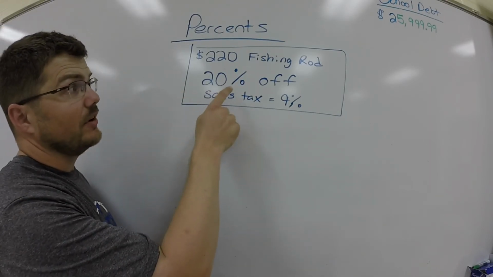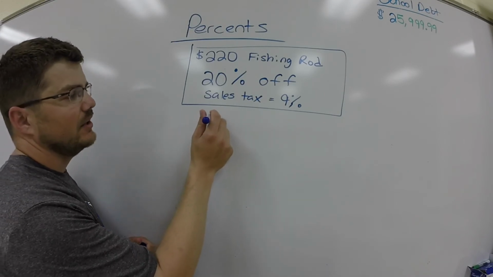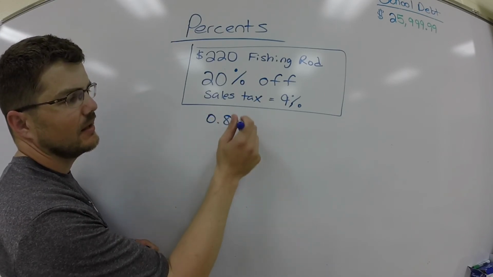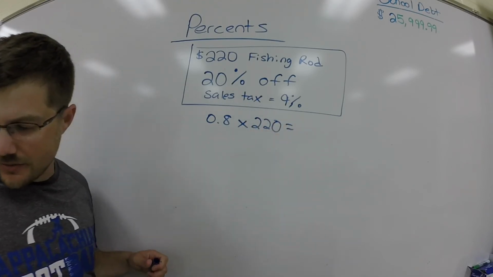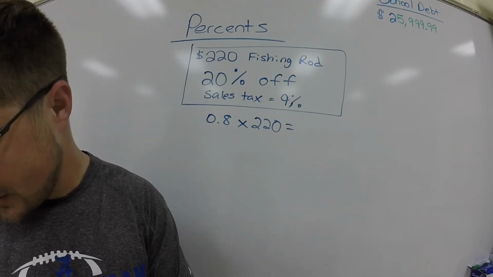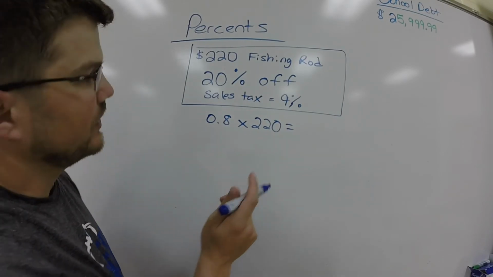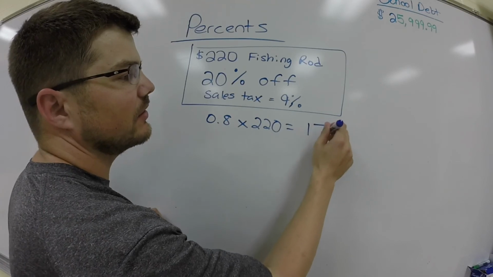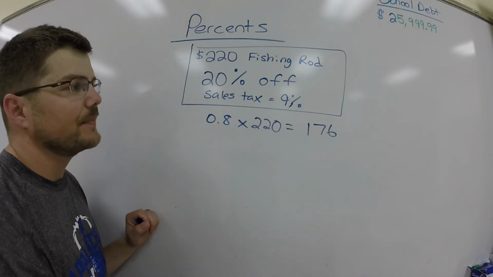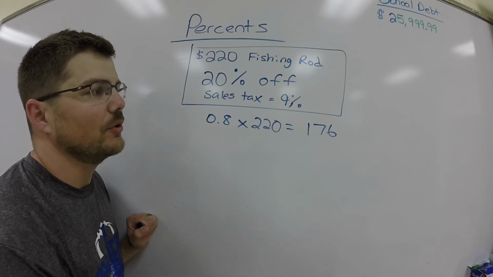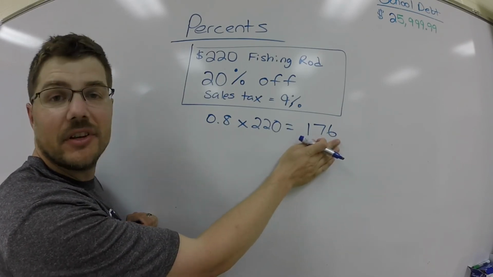So let's figure out what is 80% of 220. So let's do that. 80% is 0.8 times 220. All right, let's do that. And we get $176. All right, so now I have to pay a sales tax. Sales tax is 9%. So after I pay the $176, I got to pay 9% more.